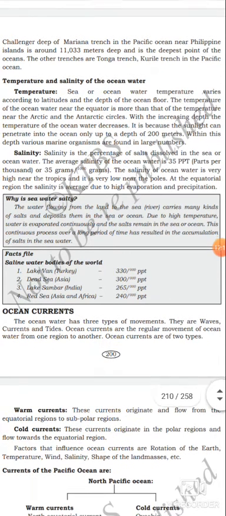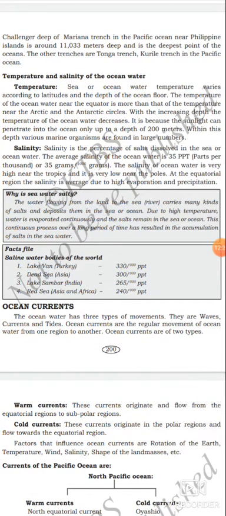Within this depth, various marine organisms such as whales, fishes, etc. are found in large numbers. Let us see now salinity.